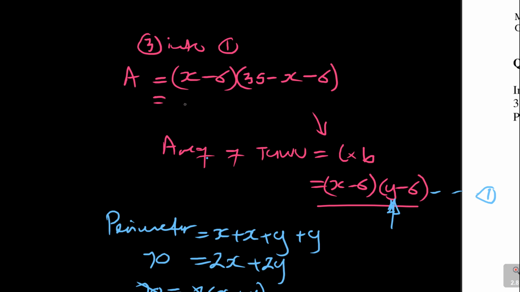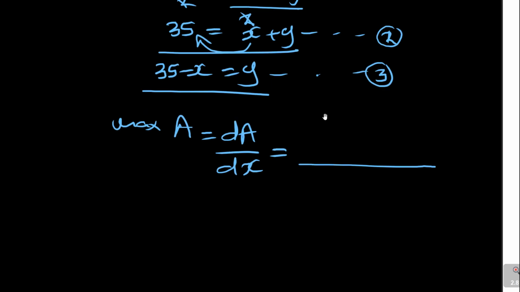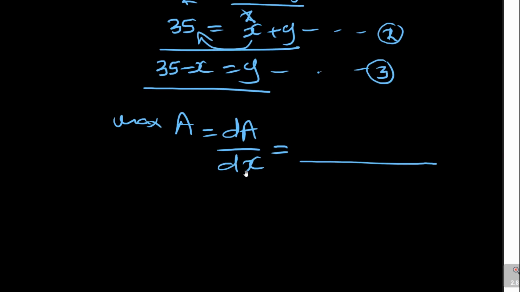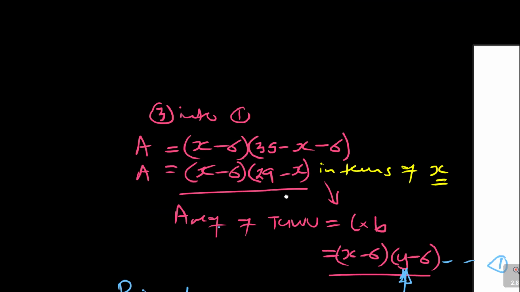Alright, so my area is x minus 6, and then what is the other one? 35 minus 6, I think it's 29 minus x. That is the area in terms of x. Look now, this is in terms of x, meaning it's only x now. You no longer have y. That's your area. At this stage, it's easy for me now to find dA over dx. Do you see where the whole thing was? I can now apply this part now. Why? Because I know the area. So let's apply it.